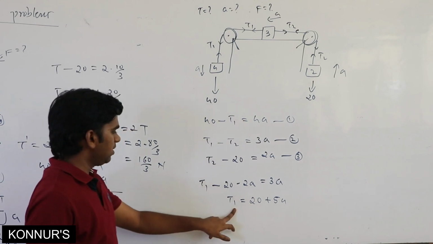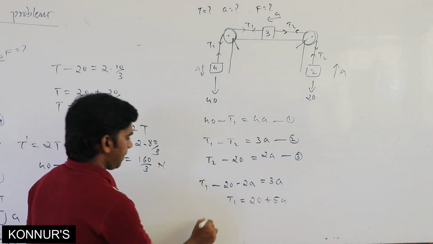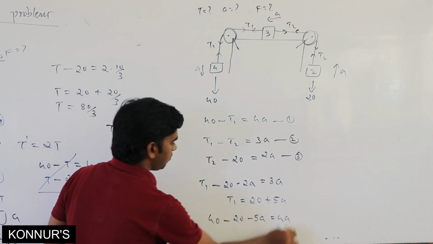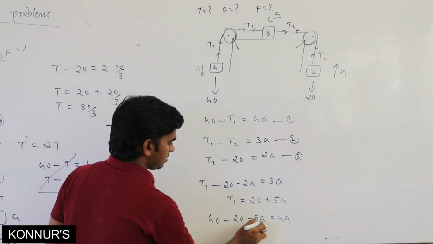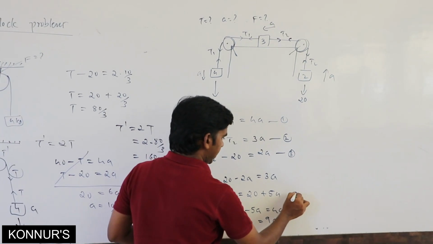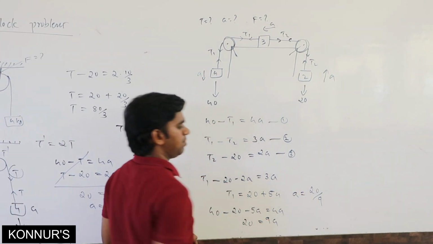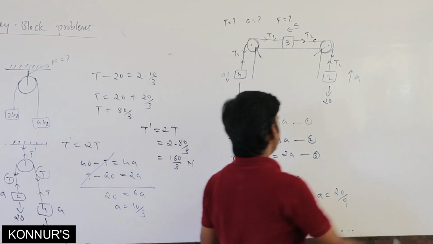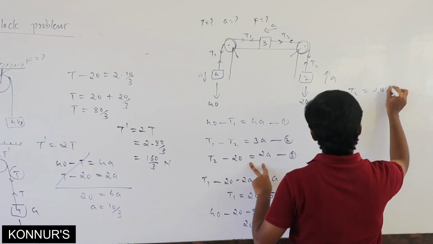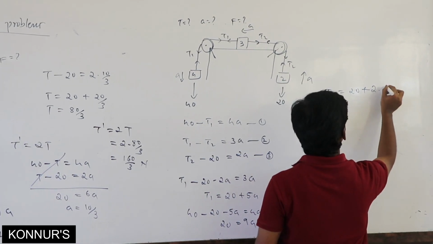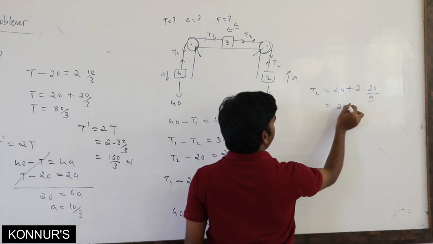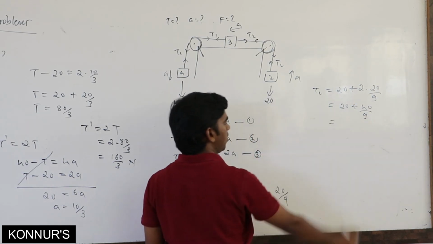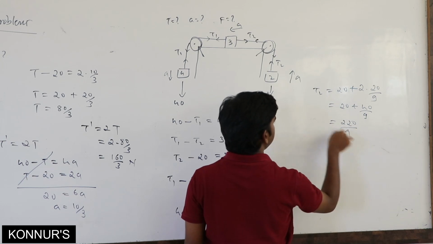So now you can substitute this T1 here. So what will happen? 40 minus 20 minus 5A equals 4A. So this is 20 and this will become 9A. So your acceleration will become 20 divided by 9. If acceleration is 20 by 9, obviously you can get T2. T2 is what? 20 plus 2 into acceleration. Acceleration is 20 by 9. So 20 plus 40 by 9. So this will become what? 180 plus 40, that is 220 by 9 is the T2.